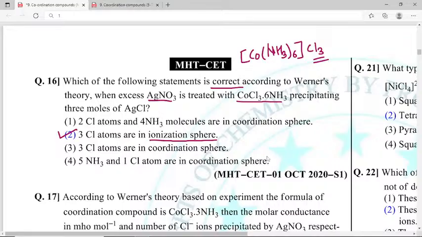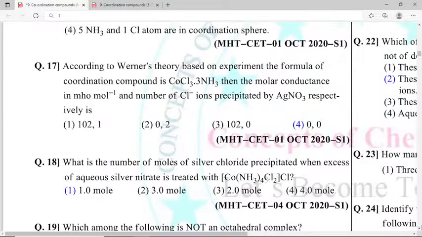Okay, get it? That's 3 moles of AgCl. 3 moles of AgCl are precipitated. So [Co(NH3)6]Cl3. According to Werner theory, based on the experiment, the formula of the coordination compound CoCl3 with ammonia, then the molar conductance in per ohm per mole and number of Cl minus precipitated by AgNO3.